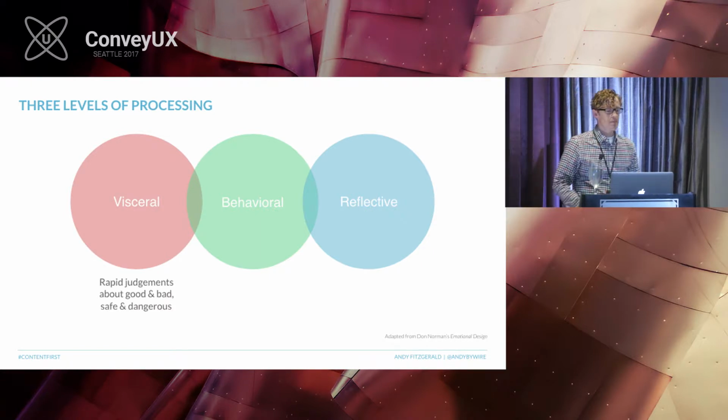On the visceral level, this is a place where we make rapid judgments about what's good, what's bad, things that are safe and dangerous, good looking, not good looking. We even make judgments about things that work well and things that don't work well, often based on how they look. The visceral level, for the most part, transcends culture, and it happens instantaneously. We automatically have a visceral reaction.